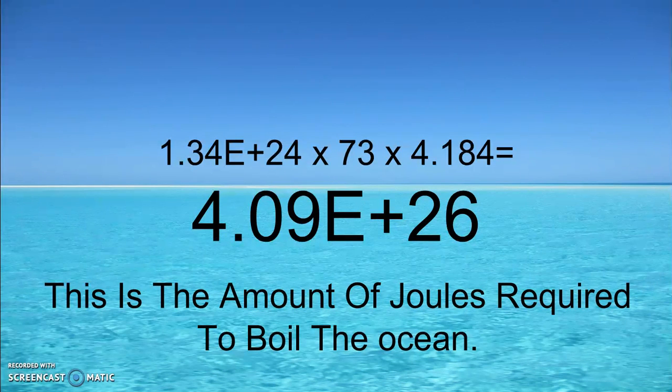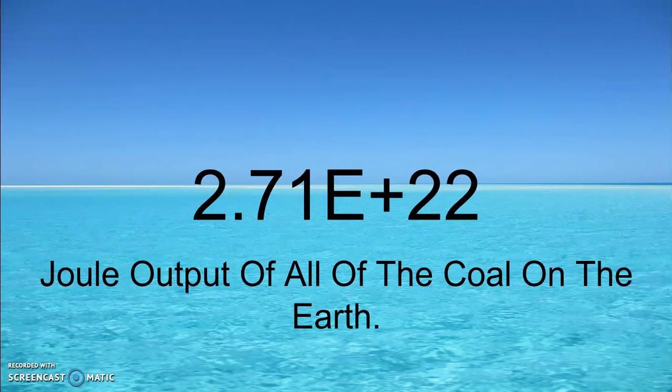And this would be the amount of joules required to boil the ocean, which is a very large number, but you'll see in a second how small it is compared to some of the other numbers. So this is the joule output of all of the coal on the earth, and as you see, it is about 10,000 times smaller than the amount of energy it would take to boil the ocean.